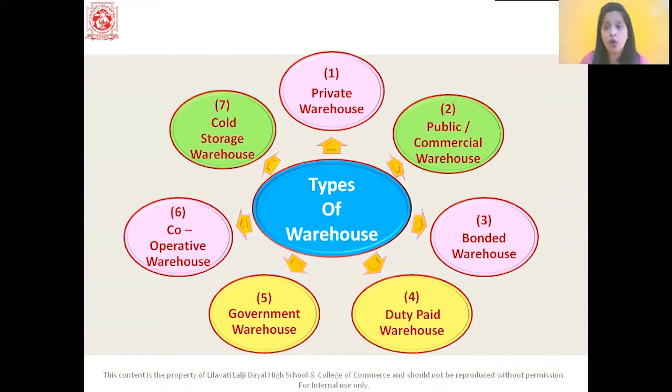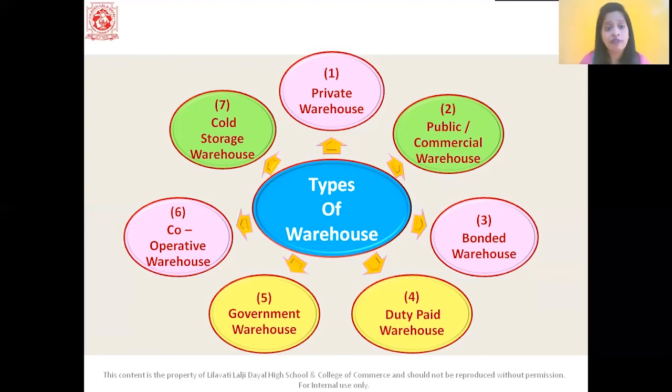Third one is the bonded warehouse. They are licensed by the government to accept imported goods for storage until payment of custom duty. So till the custom duty is paid, the goods are stored in the bonded warehouse. Next, the fourth one is duty paid warehouse. If the importer faces any problem in transportation of goods after making payment of duty, then such goods can be stored in a duty paid warehouse.